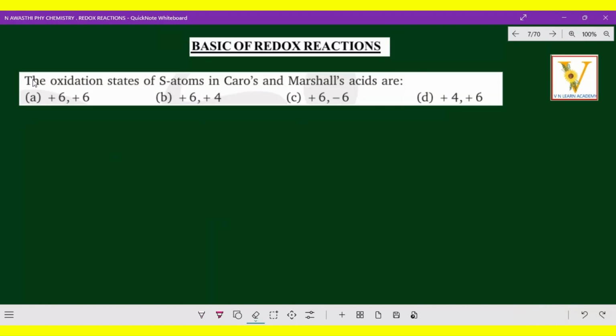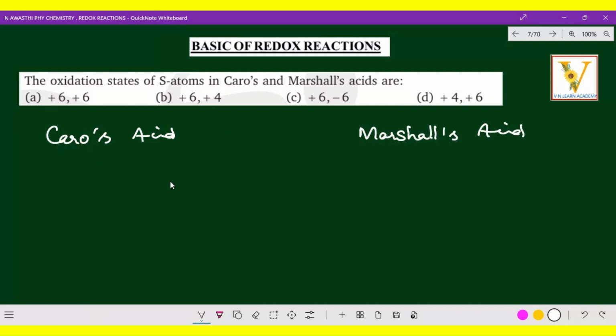The next question: oxidation state of sulfur atom in Caro's and Marshall's acid. If you know the formula, easily you can identify the oxidation state. Now Caro's acid, what is the formula? H2SO5. And the same way Marshall's acid, H2S2O8. Now in this, oxygen is usually minus 2 and hydrogen plus 1.